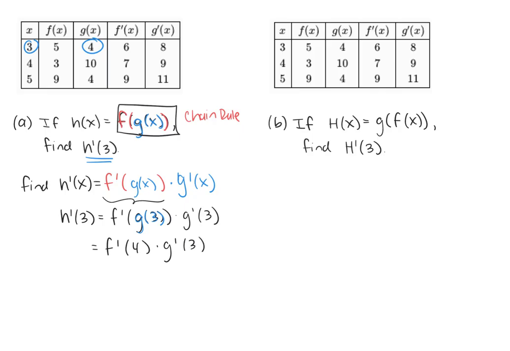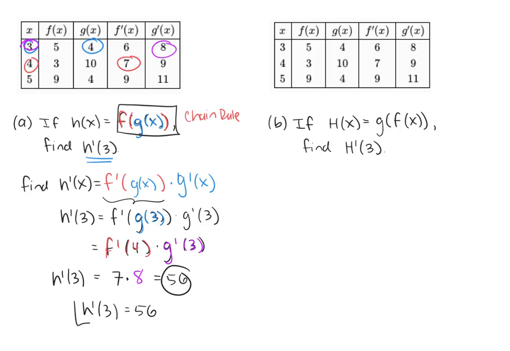Okay, and then now I'm going to go to the table and ask, what's f prime of 4? So when x is 4, f prime of 4 is 7. So this part is 7. And then going to the table, let's also figure out what is g prime of 3. So when x is 3, g prime of 3 is 8, and then we're multiplying that together. So h prime of 3 is just 7 times 8, which is 56. And so h prime of 3 is 56.